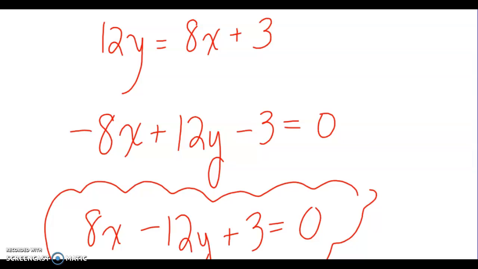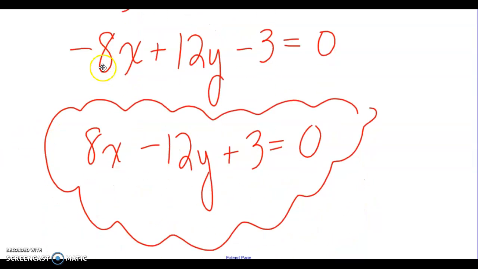Now what I want is the x and the y and the number all on the left-hand side. So I move the 8x over, it becomes negative. Move the 3 over, it becomes negative. So I'm almost there. Negative 8x plus 12y minus 3 equals 0.